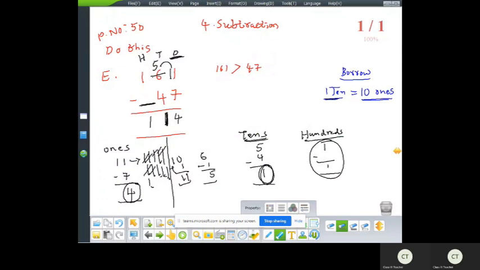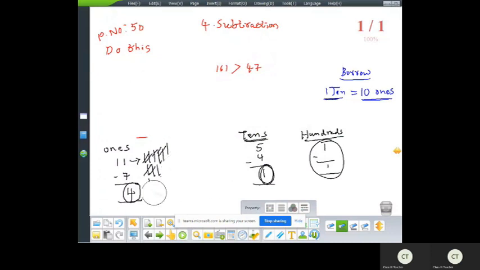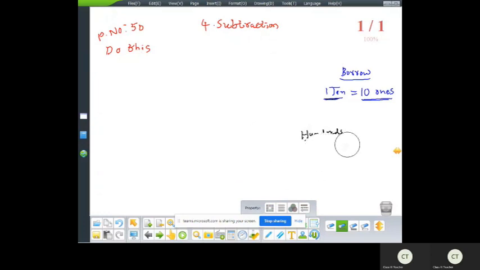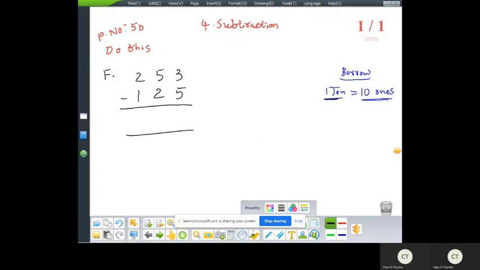Now F1. 253 minus 125. Here 253 is greater than 125, and subtraction is from a bigger number to a smaller number. Then subtraction exists here.